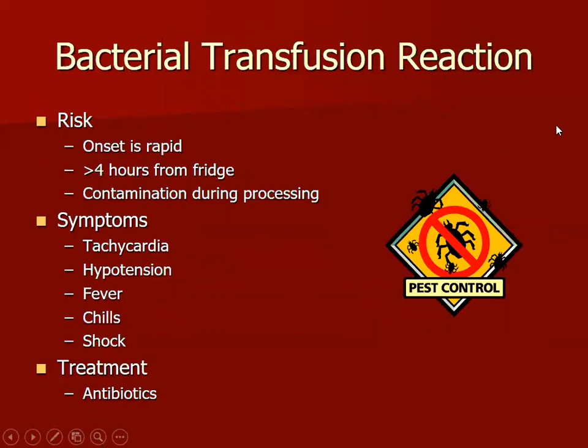Bacterial transfusion reactions. Onset is rapid for that. It's usually when the blood component has been out of the fridge for greater than 4 hours. There's contamination during processing. Symptoms can be tachycardia, hypotension, fever, chills, and shock. Our treatment here is antibiotics.